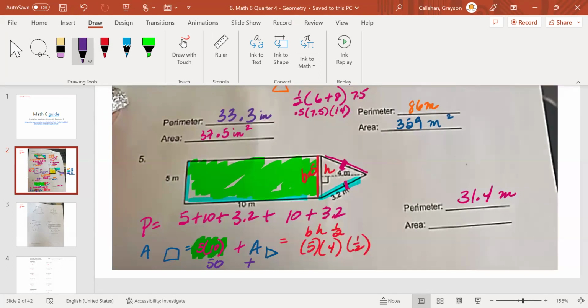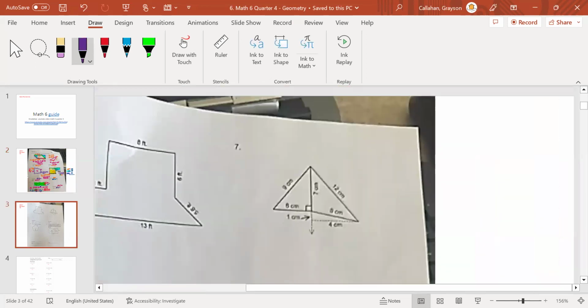Times 5. Or isn't it 5 to the second power? No, it's not. It's base times height times 1/2. So it's 5 times 4 times 1/2. Okay. So what is it? So 4 times 5 is 20. What's half of 20? Just do this in your head. Okay, it's gonna give you 60. I'm moving on. All right, not moving on.